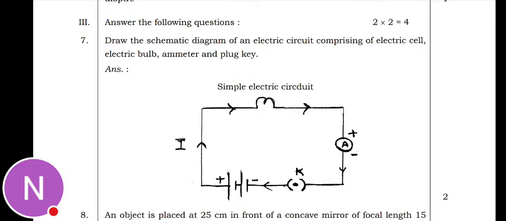The electric bulb, ammeter, key, battery, and again the electric bulb to the other end. The direction of how current is flowing: from the battery plus, positive, it flows and goes to the bulb, then it goes to the ammeter, then it goes to the key and comes back to the negative. So this direction should also be mentioned. They may cut marks sometimes if you do not mention the direction.